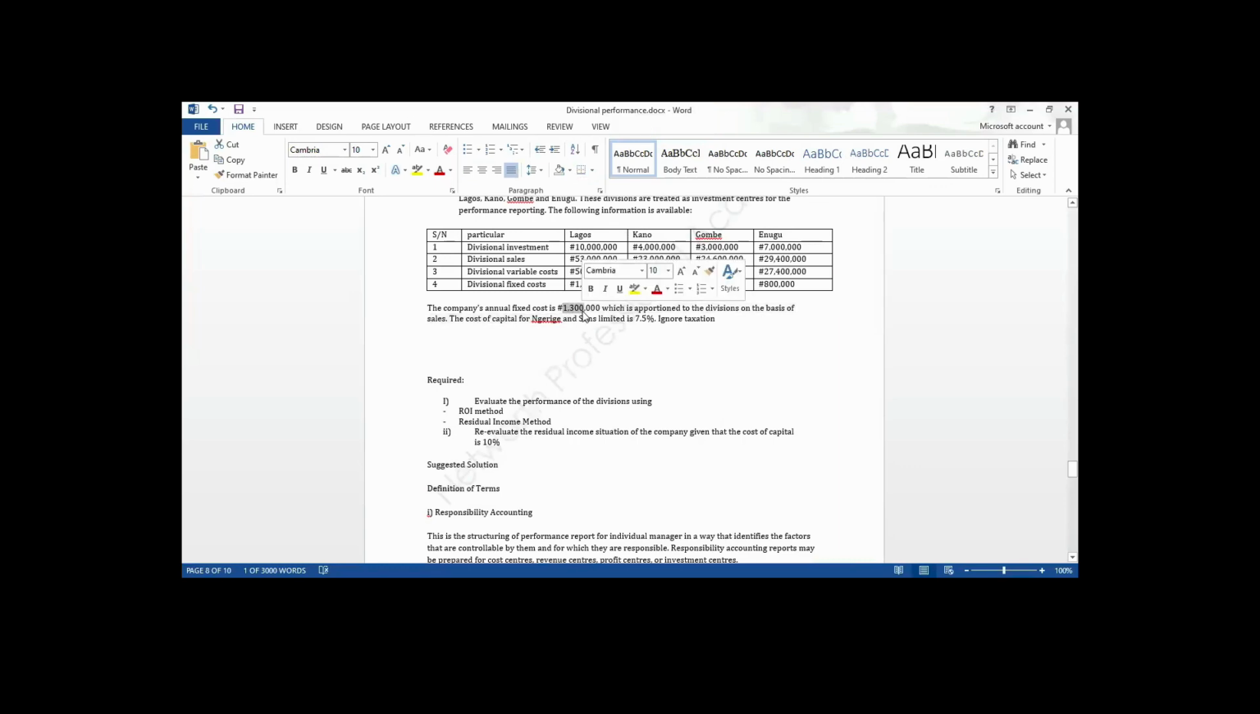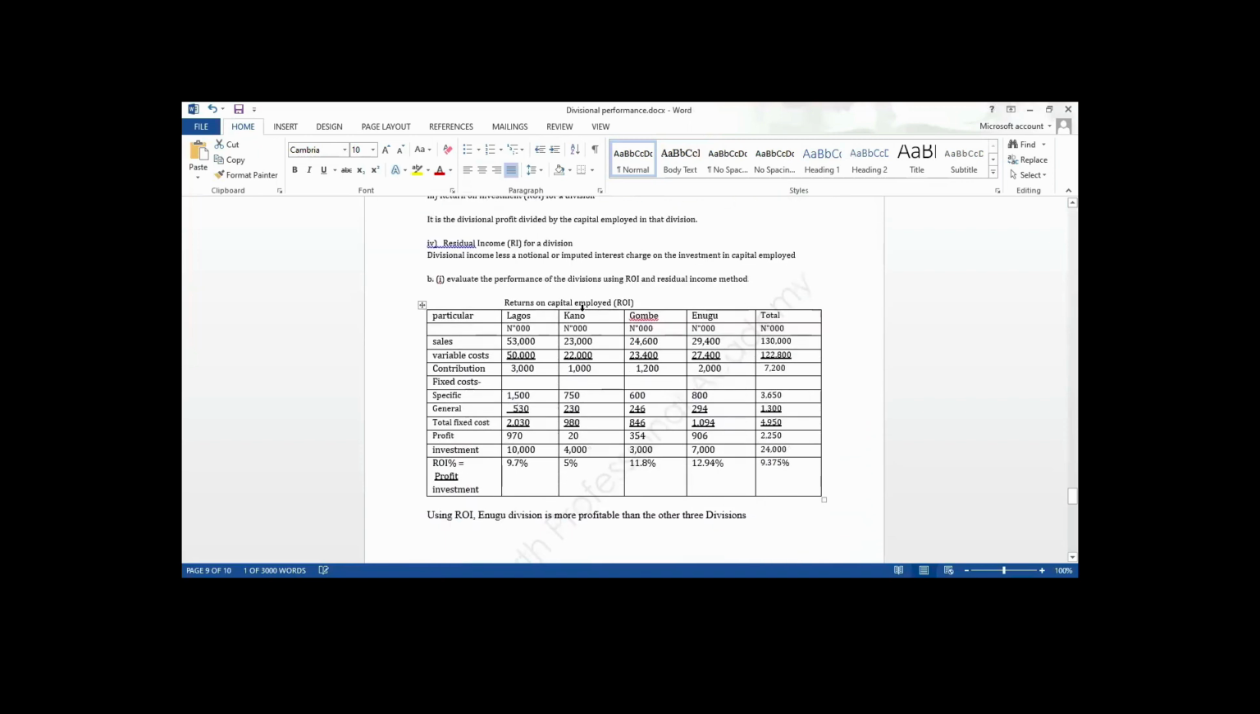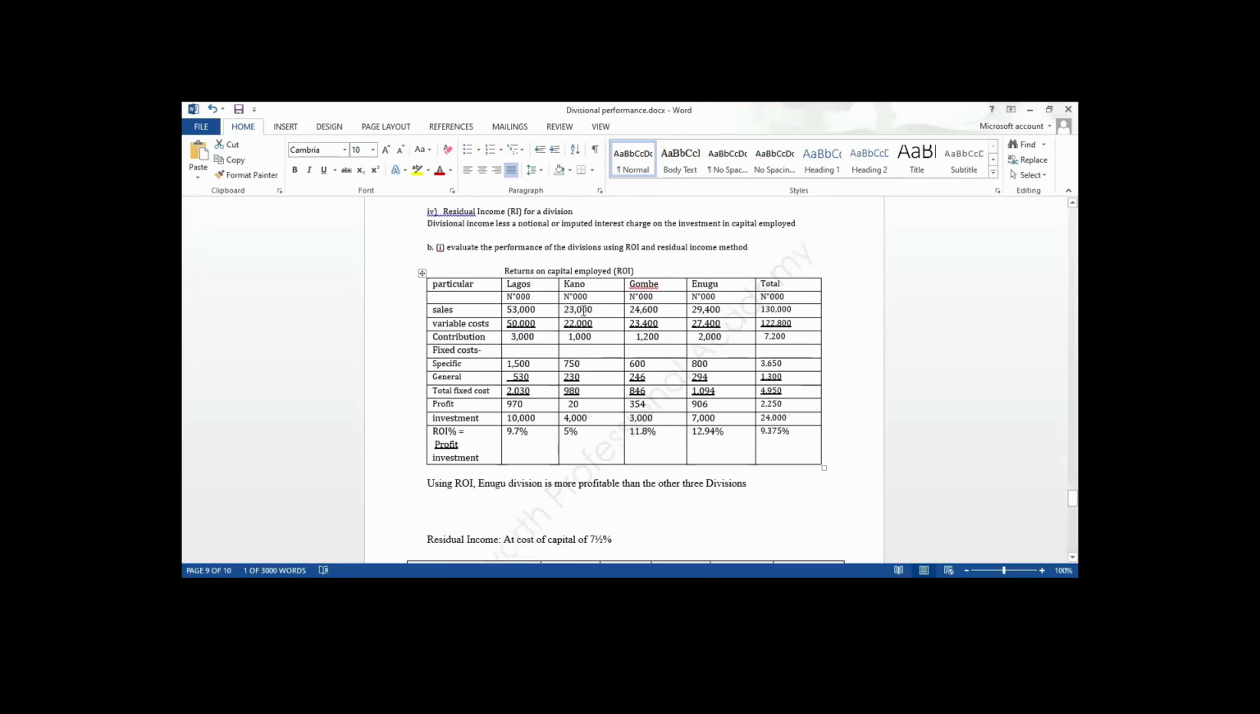What do you have, please? Lagos, 53,000. Total sales, 130,000. 53 over 130. Multiply by 1,300. What do you have, please? 530. Look at it, 530 shared to Lagos.